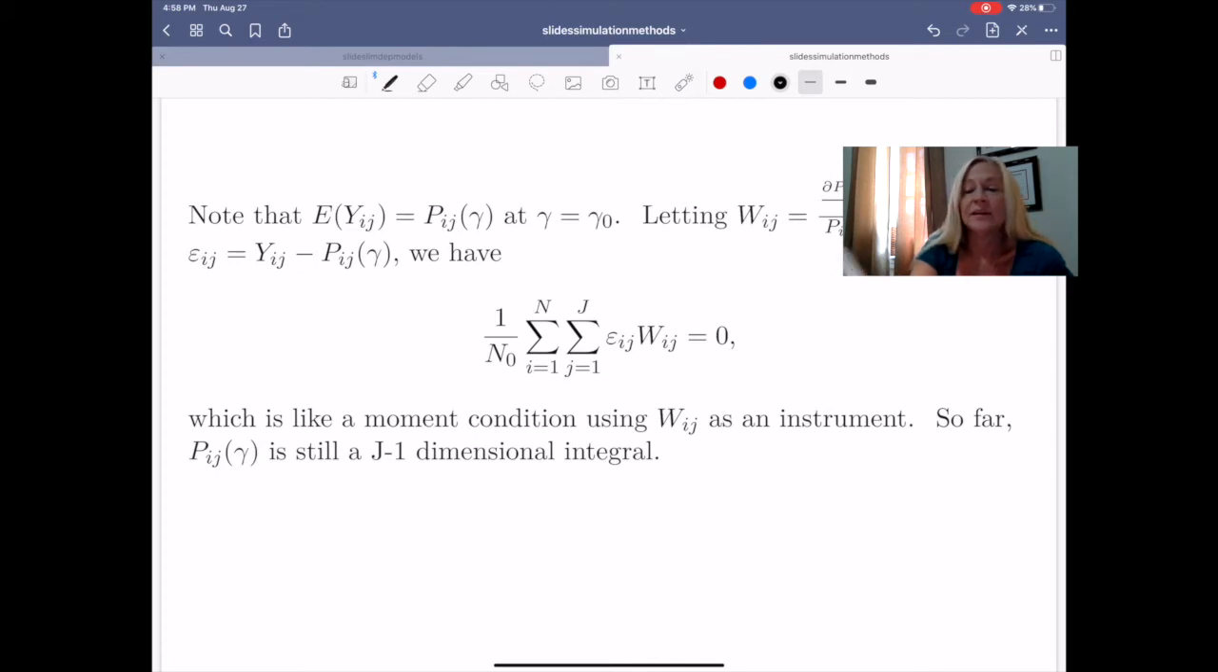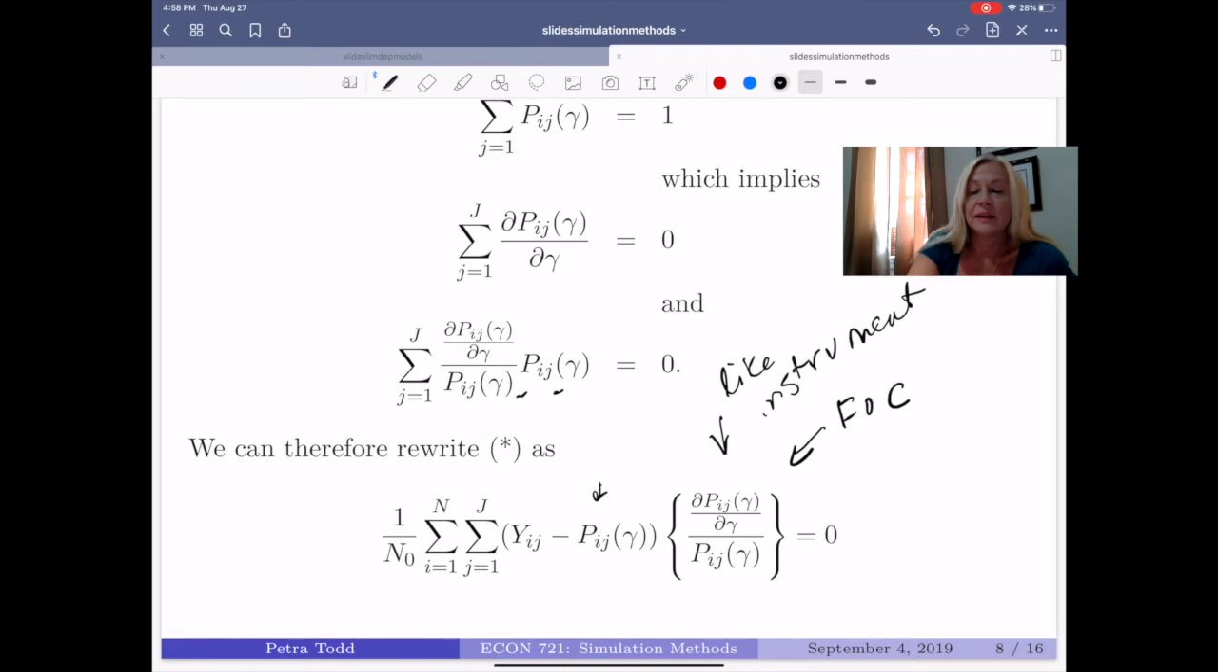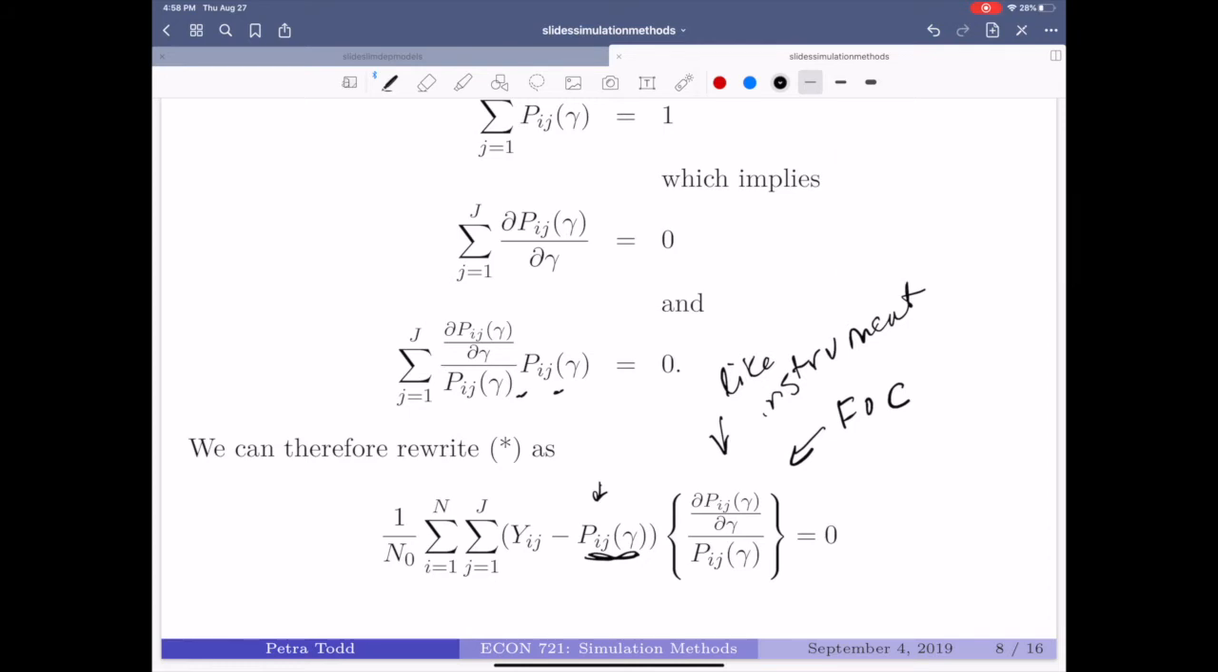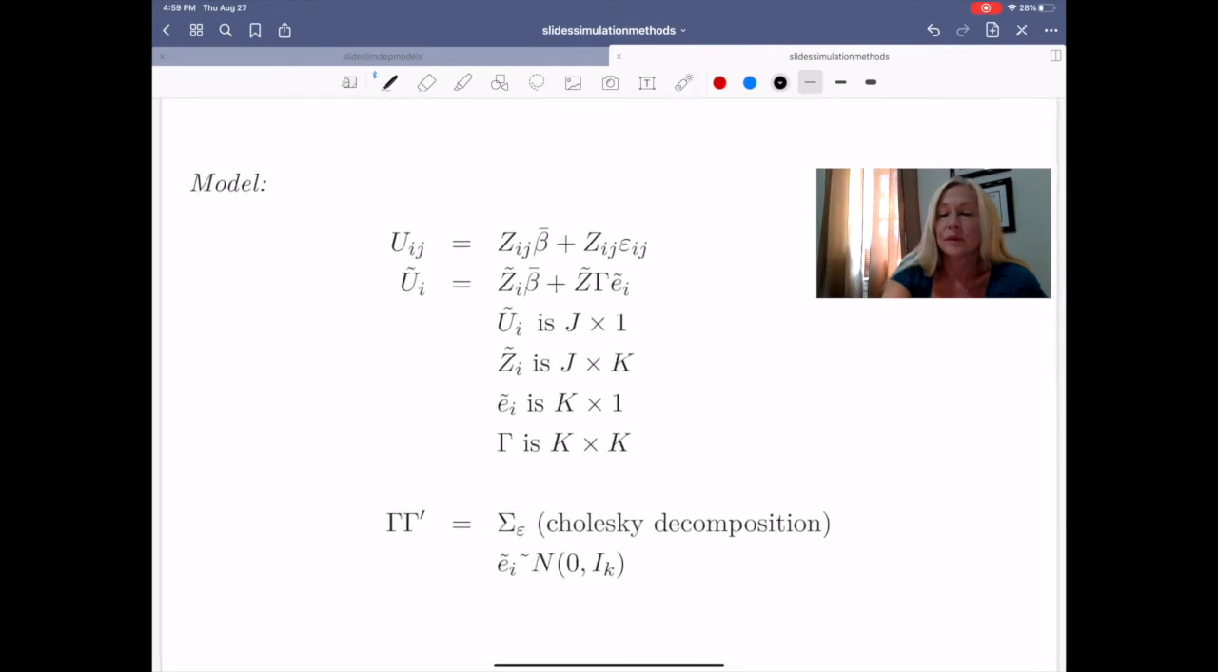Now we still have P in there, and not only P, we also have the derivative of P, so we still have to simulate that. I guess the crucial thing that makes it perform better is that now P appears linearly. We don't have log of P, like we had before.